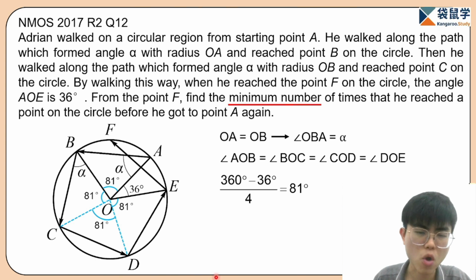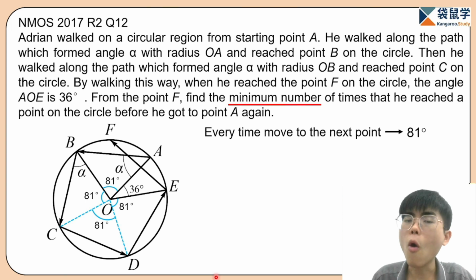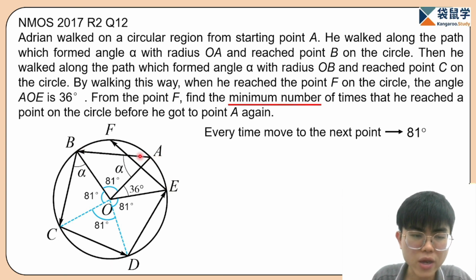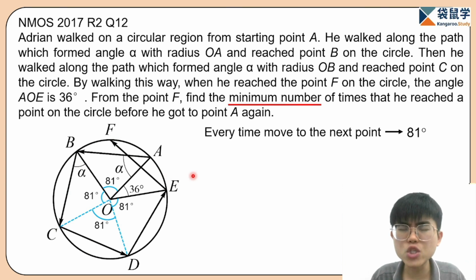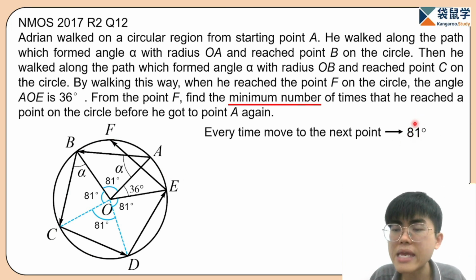Okay, let's try to observe together. So we say that for one point to move to the next point, it will be 81 degrees. So we can see that we start from finding which point Adrian is moving to, and then we change to this part. We know that each point is a rotation of 81 degrees over here.